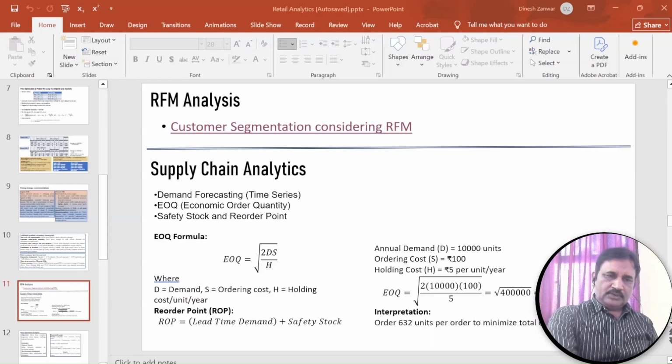So we'll be stopping here as far as supply chain analytics is concerned. In this lecture, we have seen supply chain analytics and RFM analytics. RFM analytics, I will once again remind you, is used for customer segmentation, considering the recency, frequency, and monetary value of their purchases. It is more concerned with their buying behavior.